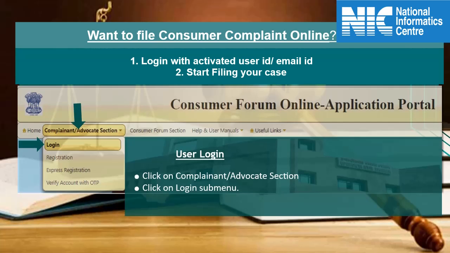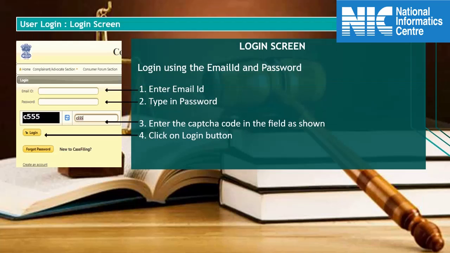Want to file a new complaint online? Then log in with the activated user ID and start filing your complaint. To log in to your account, click on Login under Complainant Advocate menu. On the login screen, enter email ID, password and the CAPTCHA code and click on the login button.